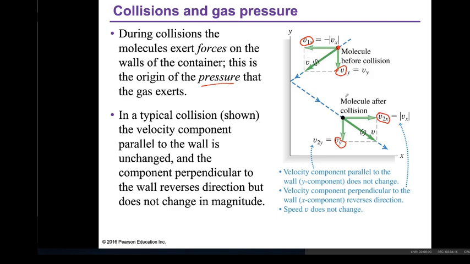The magnitude doesn't change. However, the sign, or the direction, changed. At the beginning, it's moving to the left, and in the final state, it's moving to the right. So the velocity component parallel to the wall doesn't change, which is the y direction in this case. And the component perpendicular to the wall reverses direction, but does not change in magnitude, which is the x direction. First it's to the left, and then it's pointing to the right.